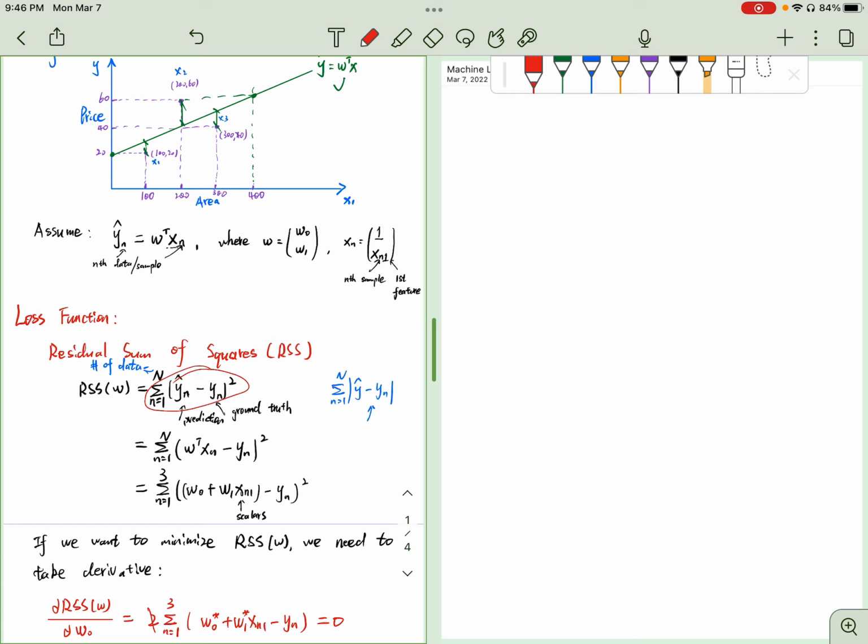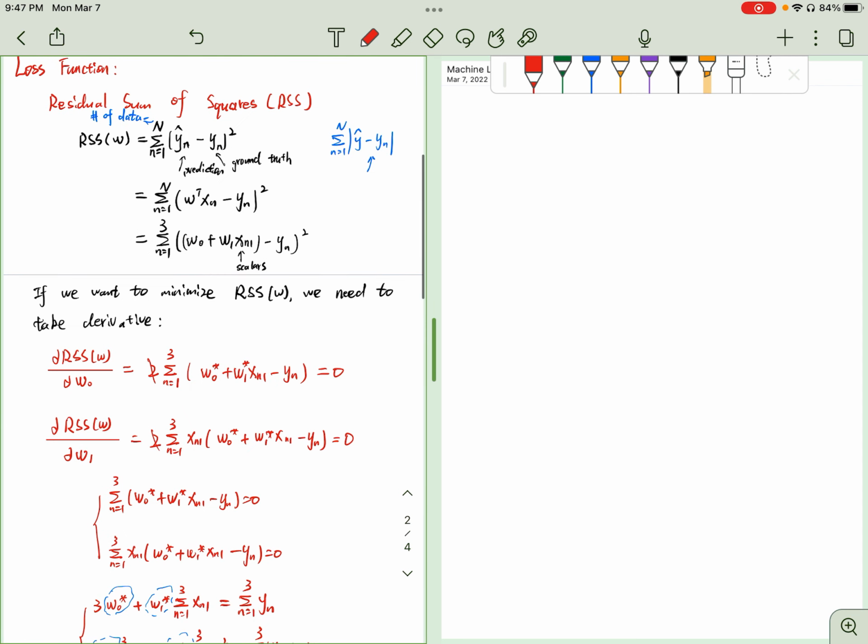It's the difference between our prediction and the ground truth, and we take a square and we sum over all the data points here. Of course, you can also choose another loss function, such as this one. But this residual sum of squares loss function is more commonly used in linear regression problems.